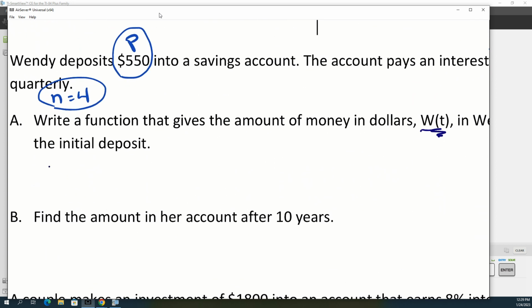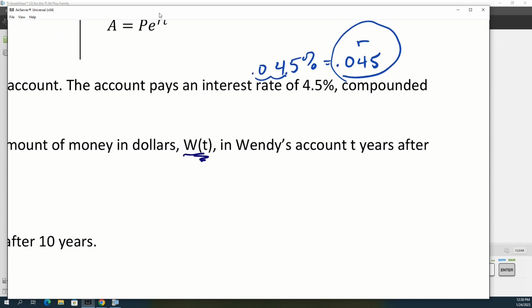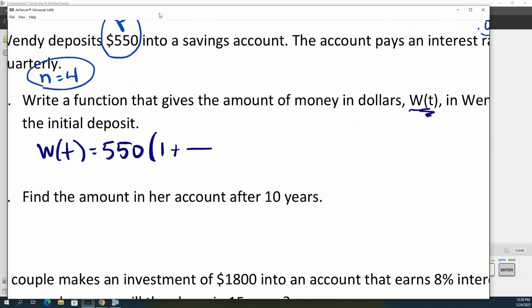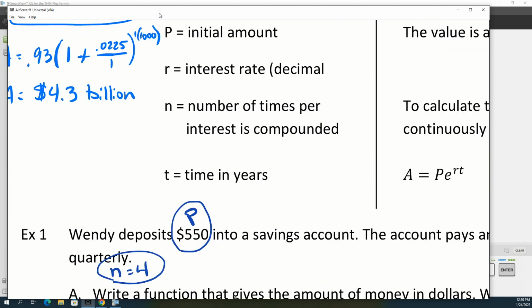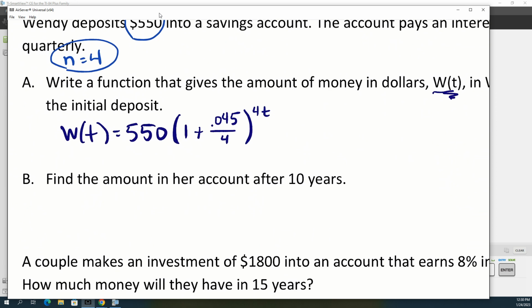So we would say that W of T is equal to the initial P. And then just like yesterday with the appreciation, it was always 1 plus. This is also going to be 1 plus, but it's a little more complicated than the appreciation. So we put R over N. R we said was 0.045. N is 4. And then we're going to raise it to the NT. So in this case, raise it to the 4T. All right, so that's our function.